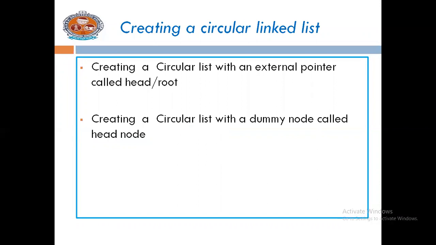Creating a circular linked list. In the way we have created a single linked list, in that manner only we can also create a circular linked list, that is using an external pointer called head or root. And in the second way, we can also create a circular linked list with a dummy node called head node. So the first node in the list acts as head node and it is called a dummy node. Why it is called a dummy node means it doesn't contain any data element. It only contains link to second node. So the actual data is stored from second node onwards.